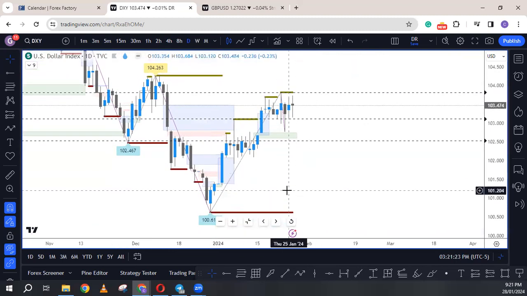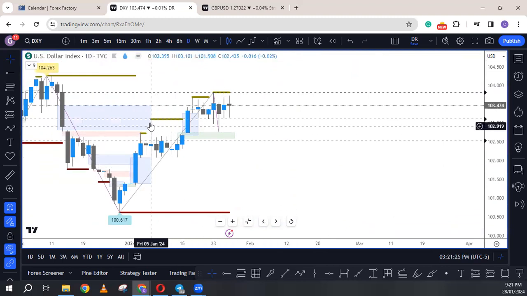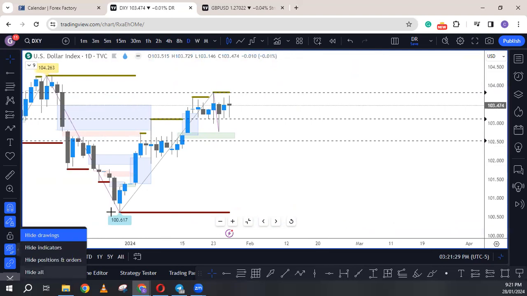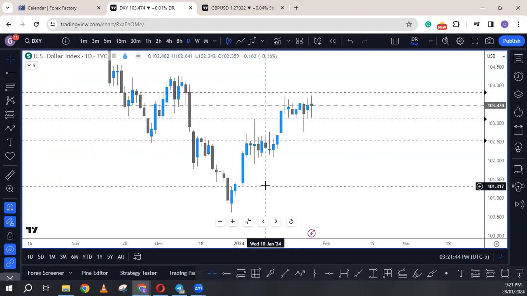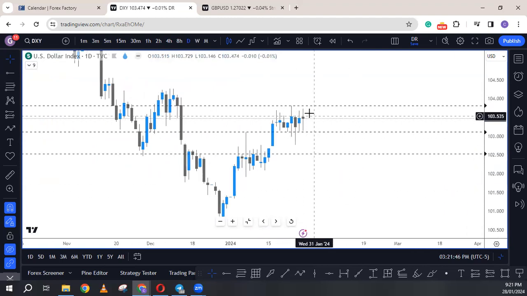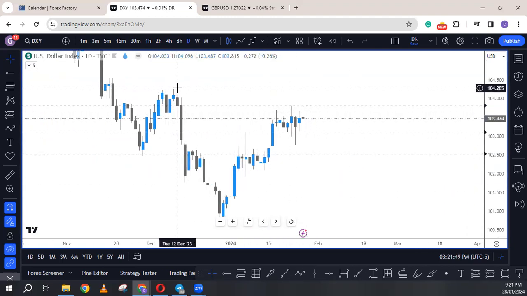But like I pointed out last week, this range candle is still standing. Let me hide all. This range candle, if you notice, there has been no close back below. The high of this candle is 103.10. There has been no close above the high back inside the range of this candle. So that means that going into this week, there's a possibility this may have gone for this high.